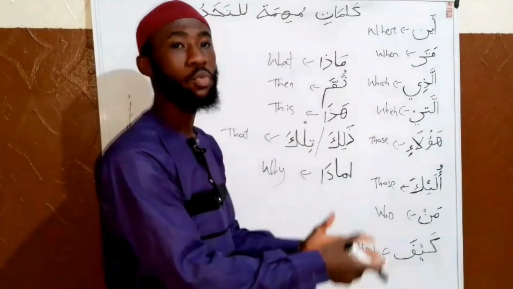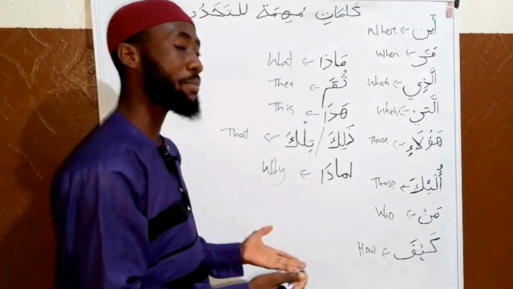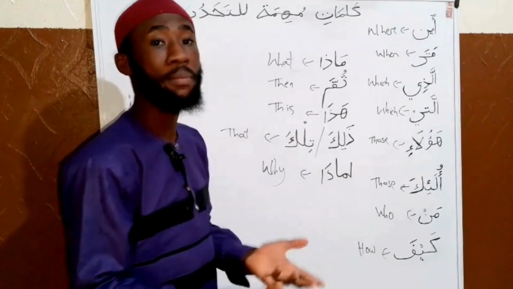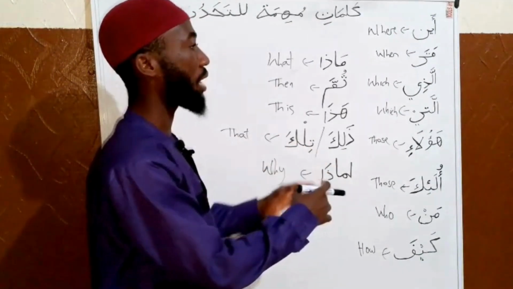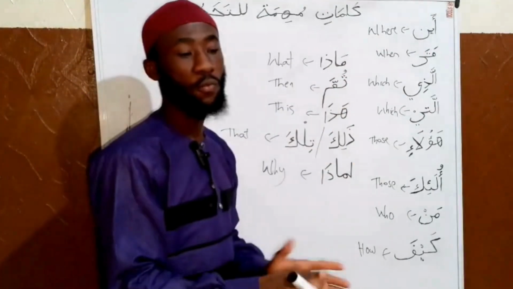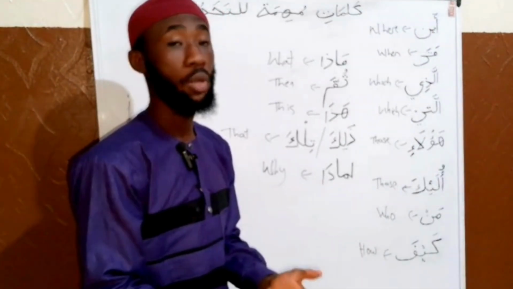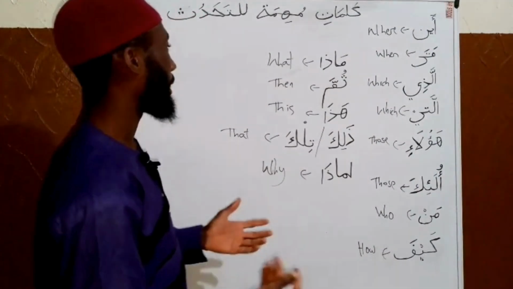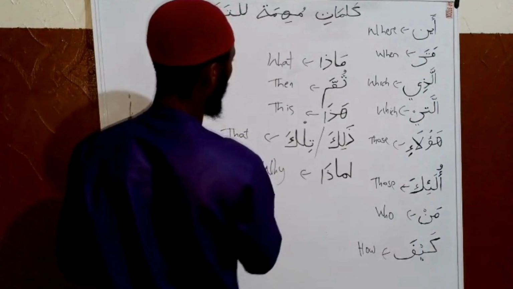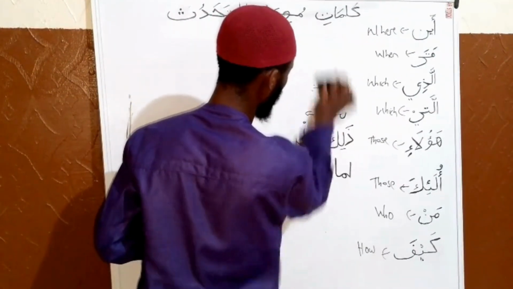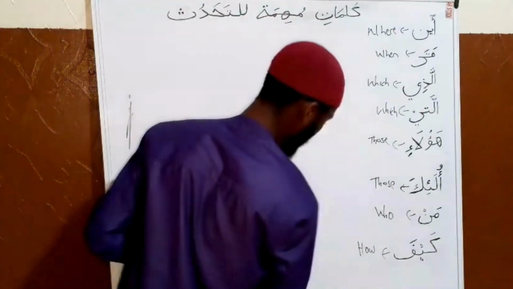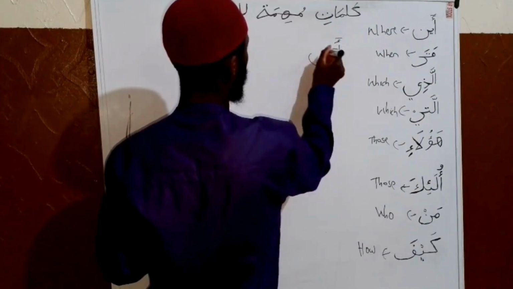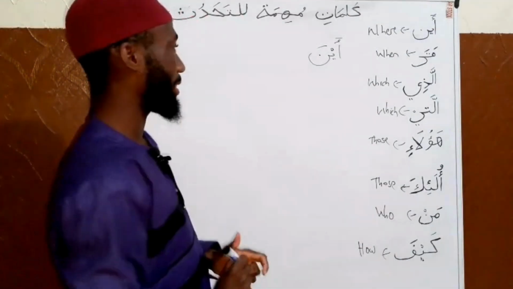So here are some Arabic kalimat, Arabic words, muhimmatul tahadduth, for speaking. If you are looking for a way to boost your Arabic learning, just take your time to study these words. Now we want to use them to form some Arabic phrases, inshallah. The first is aina.